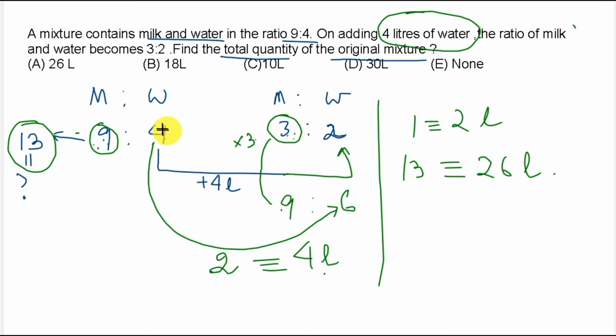So initially the amount of water is 4. Now it becomes 6. So how much amount of water is added in it? It is 2, but this 2 is equivalent, according to the question, to the actual amount 4 liters. So 2 is equivalent to 4 liters, 1 is equivalent to 2 liters, so 13 is equivalent to 26 liters. Let's move to the next question.